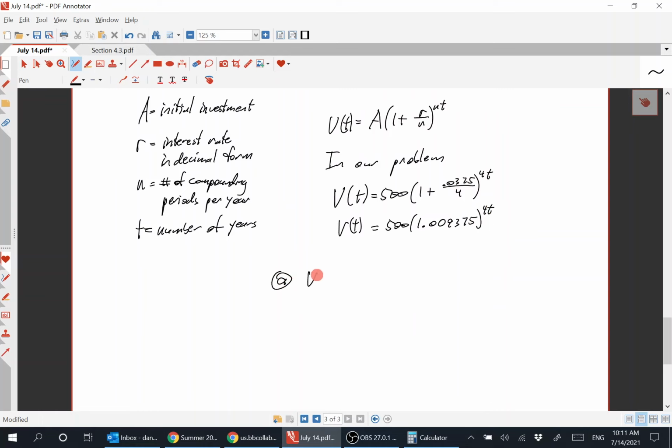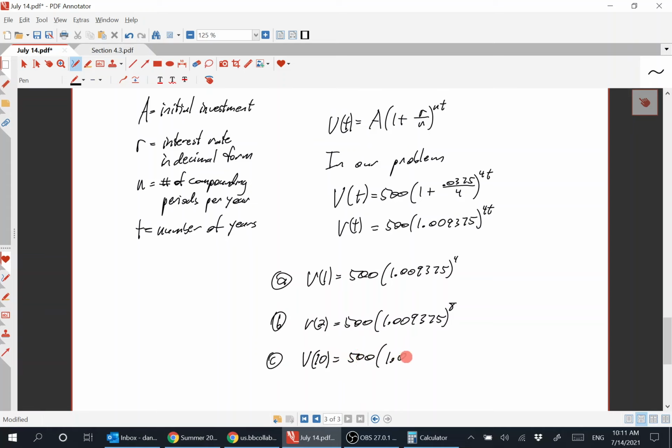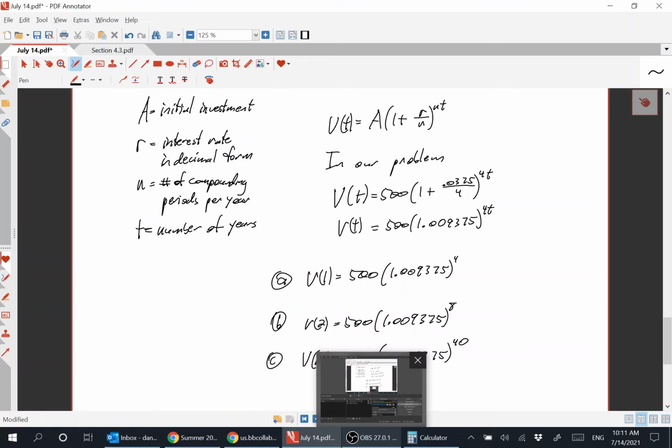So A, the value after 1 year is 500 times 1.009375 to the 4th. Part B, the value after 2 years is 500 times 1.009375 to the 8th. And after 10 years, 500 times 1.009375 to the 40. All right, 1 year, 2 years, 10 years.